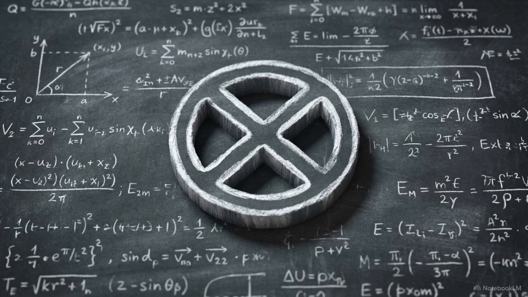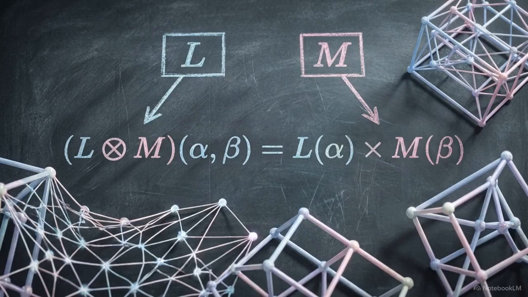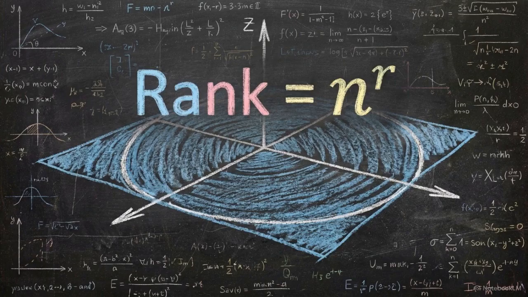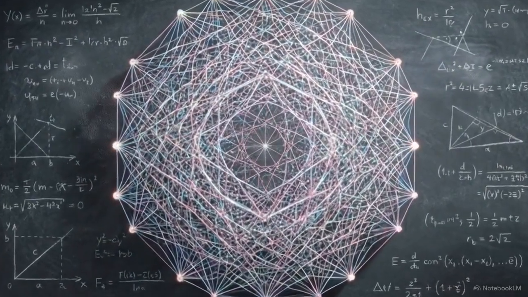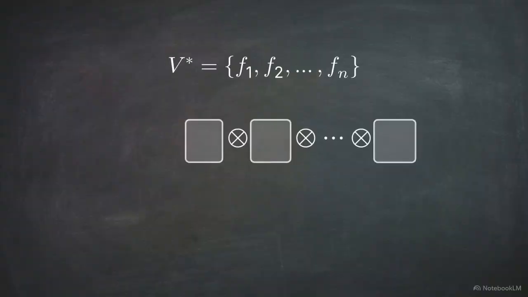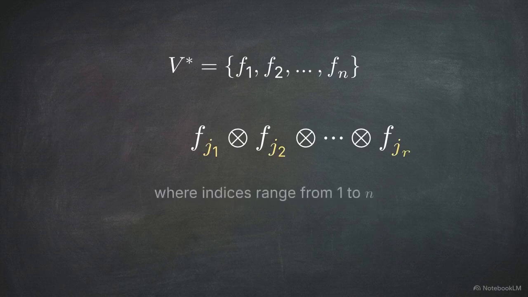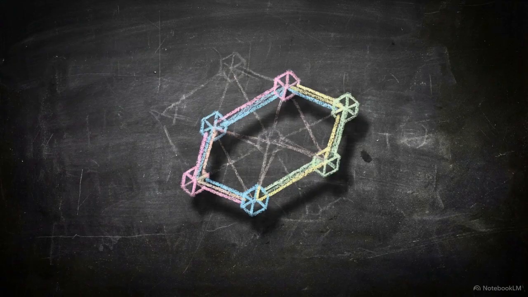To build this function space, we use the tensor product. The tensor product of functions L and M evaluated on vectors alpha and beta is simply the product of their individual scalar outputs. Theorem 6 describes the dimension of this new space. For a free module of rank n, the space of all r-linear forms is also a free module. Because of this multiplication of dimensions, the resulting rank of this massive new tensor space is exactly n to the power of r. We construct the basis for this space by taking all possible tensor products of the dual basis elements. While this n to the r space is comprehensive, its complexity is too high for geometric applications. We need a constraint to narrow our focus.